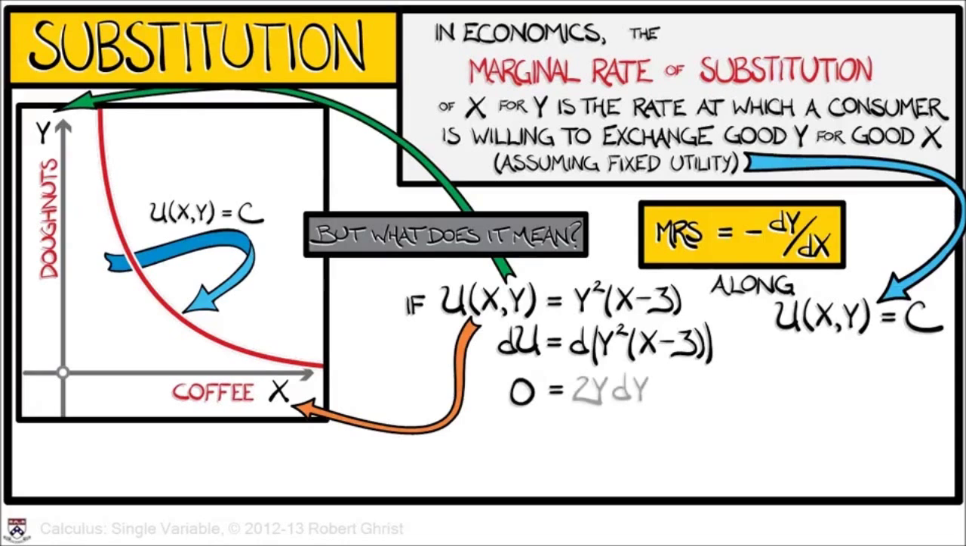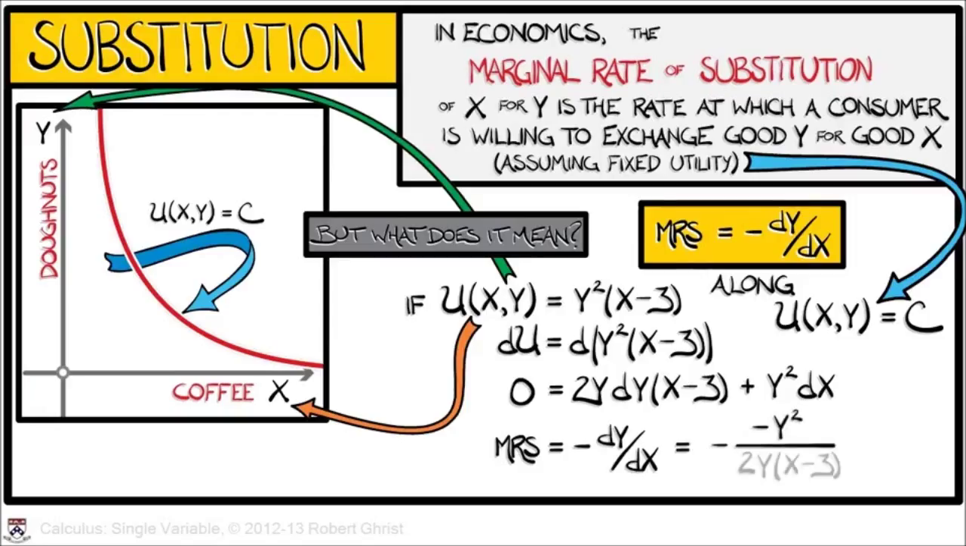And on the right, applying the product rule, I get 2y dy times x minus 3 plus y squared times dx. And now, solving for the marginal rate of substitution, that is minus dy over dx, gives me negative y squared over 2y times quantity x minus 3. We can simplify, removing the negative signs and the y's, and we get a marginal rate of substitution of y over 2 times quantity x minus 3.